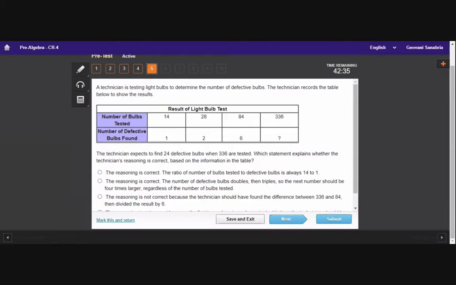So you had the right idea, or like the right pattern recognition for that, because 6 times 14 is 84. So I guess it would be 24 times 14 equals 336. That's right. But what does it say in the table? The technician expects 24 defective bulbs when 336 are tested.